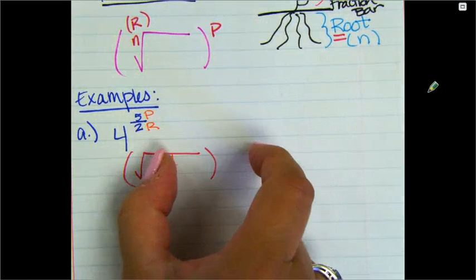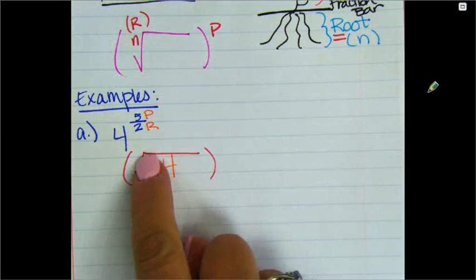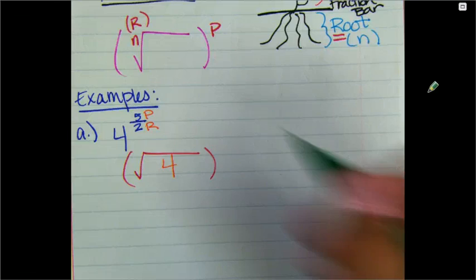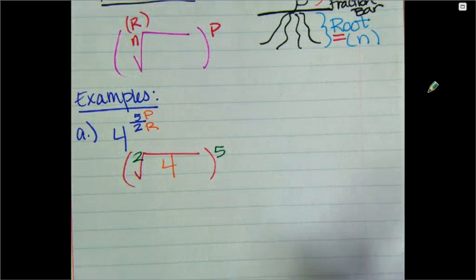You remember that? So we're going to do the same thing. We're going to go from here to here. So in other words, what is my root going to be? It's going to be a 2. What's your power? 5. Okay?